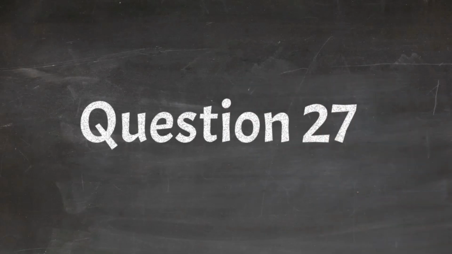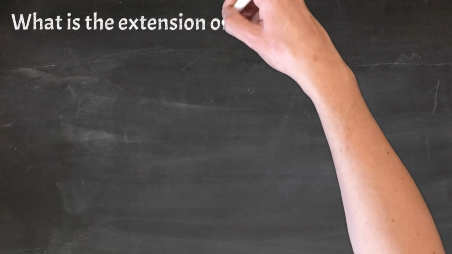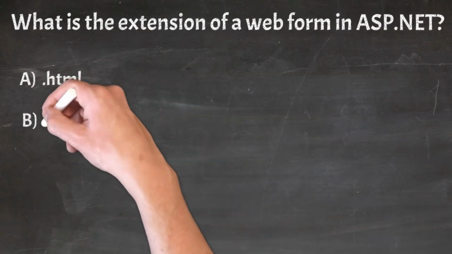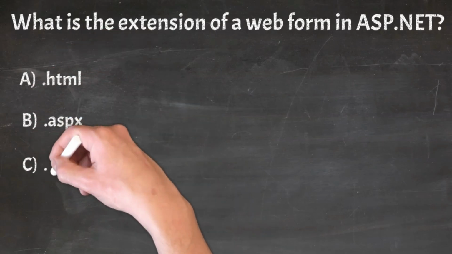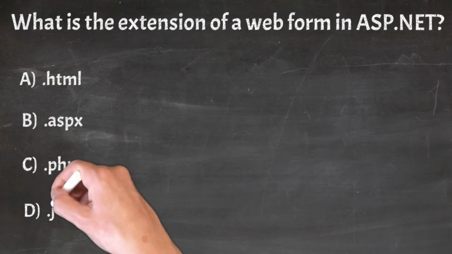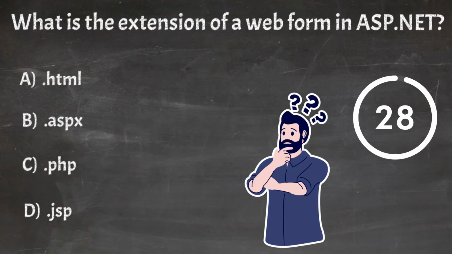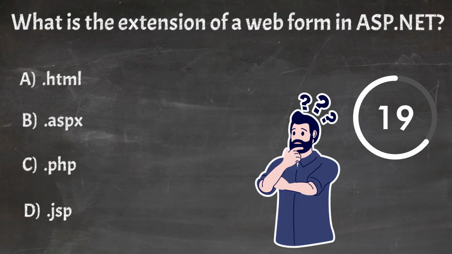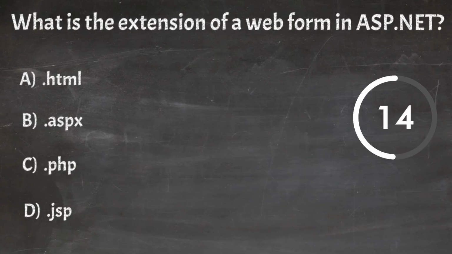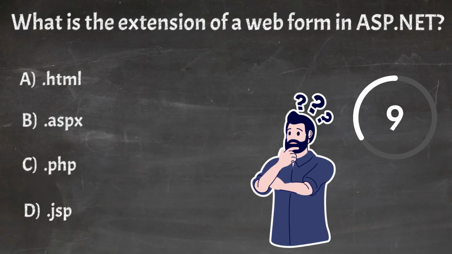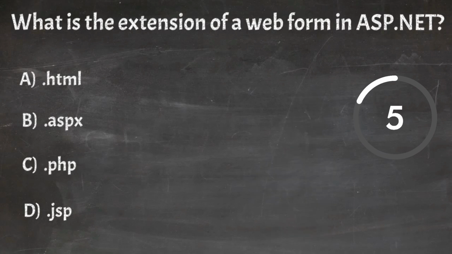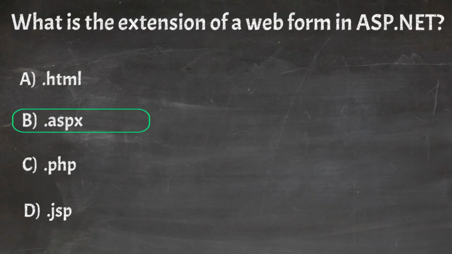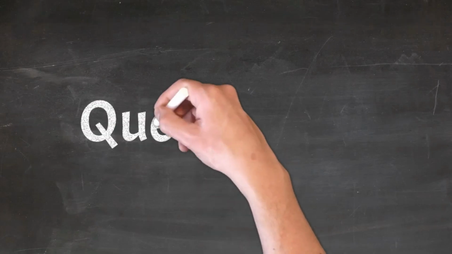Question 27. What is the extension of a web form in ASP.NET? A. .html. B. .aspx. C. .php. D. .jsp. Correct answer B. .aspx. Question 28.